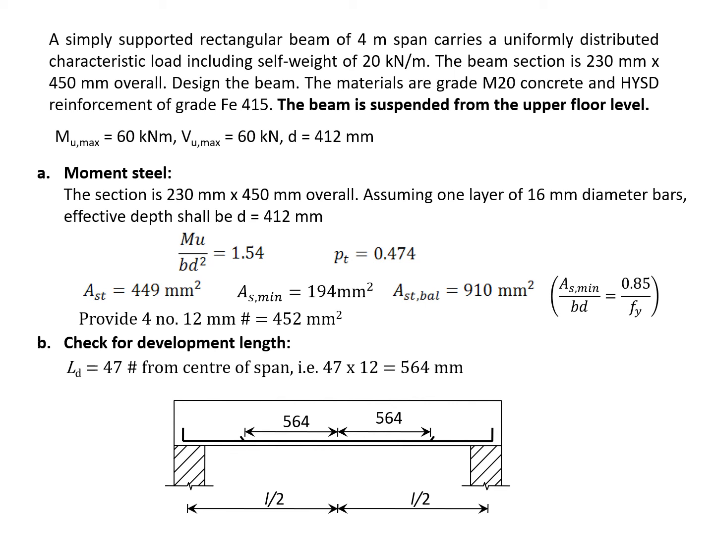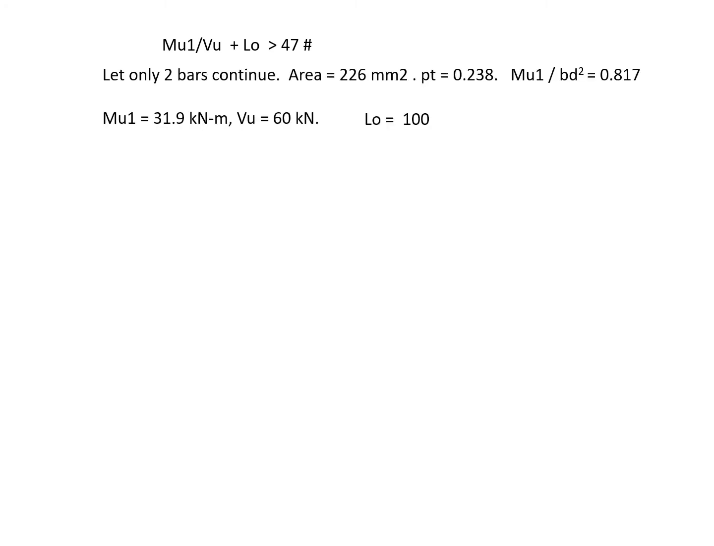If you are going to curtail, then you have to curtail beyond 564, so that sufficient development length is given before curtailing. And another part of development length that you have to check is from this formula: Mu1 by Vu plus L0 should be greater than 47 times the diameter of the bar, that is 12. Now you have to consider it at the support.